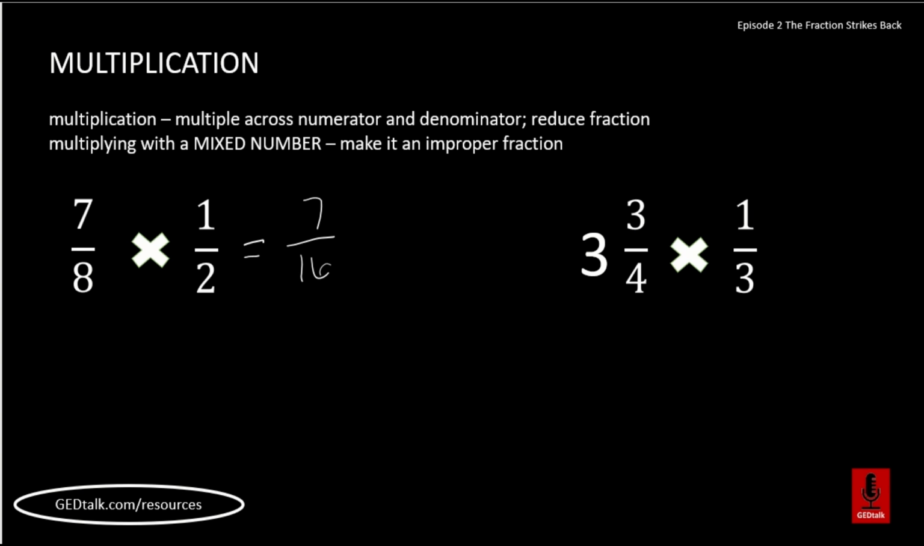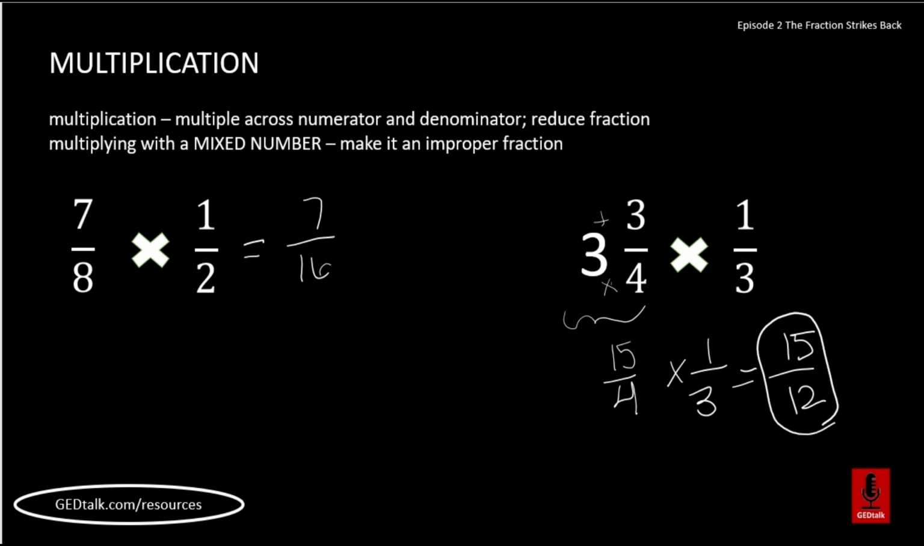Okay, well, what if you get a mixed number? That's okay, folks, because you know how to convert this mixed number into an improper fraction, which is what we're going to do right now. So 4 times 3 is going to give me 12, plus 3 is going to give me 15. So 15 over 4 times 1 over 3. 15 times 1 is 15, and then 4 times 3 is 12.